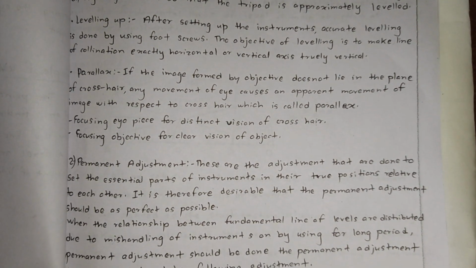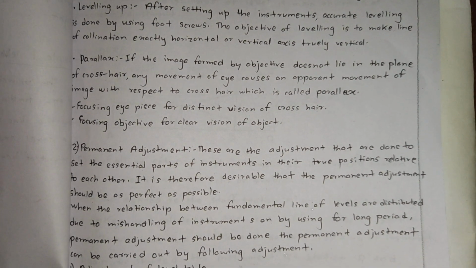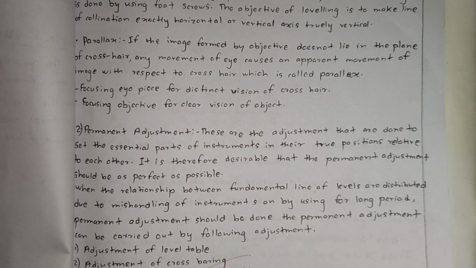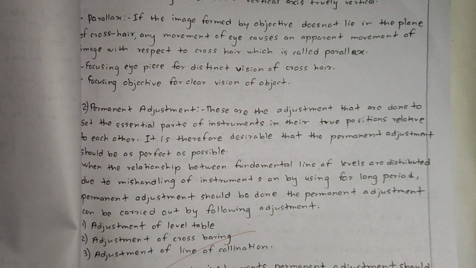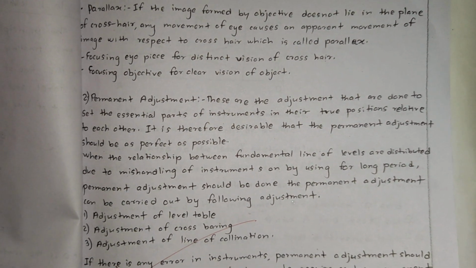Parallax. If the image formed by the objective doesn't lie in the plane of the crosshair, any movement of the eye causes an apparent movement of the image with respect to the crosshair, which is called parallax. Focus the eyepiece for distinct vision of the crosshair, and focus the objective for clear vision of the object.